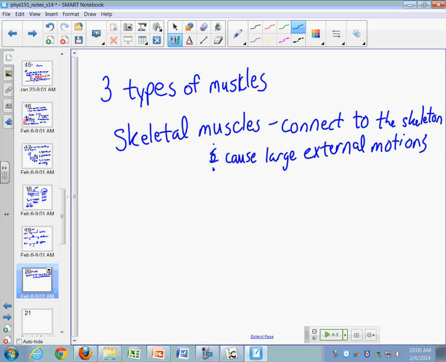All right. Second type of muscle is the cardiac muscle. That, of course, is associated with what? The heart, right? I guess there's just one cardiac muscle. Is that correct? It is the heart.